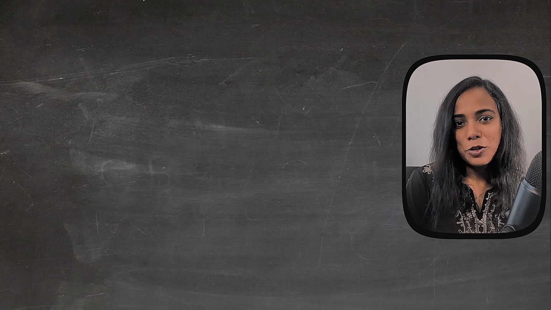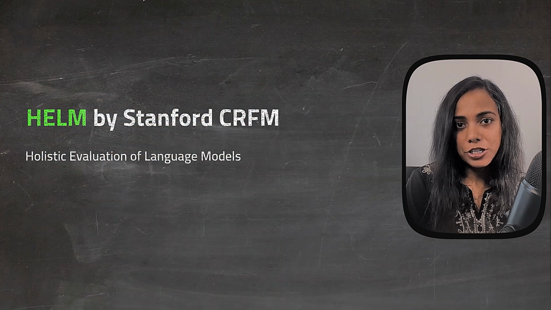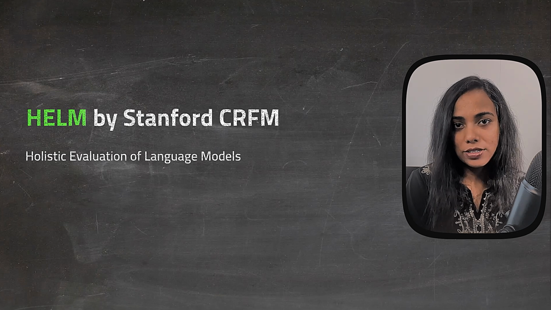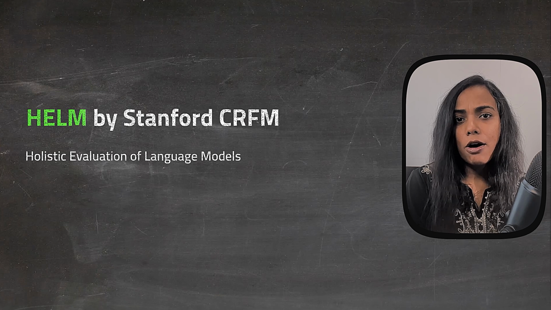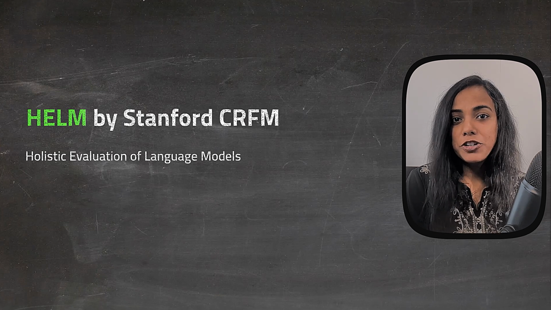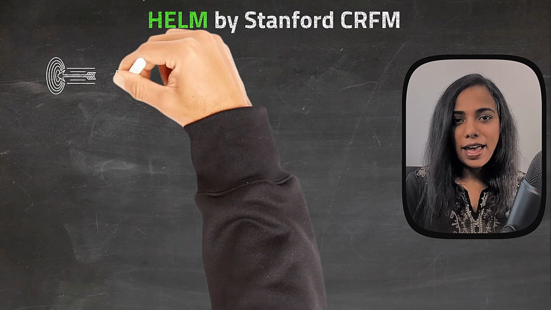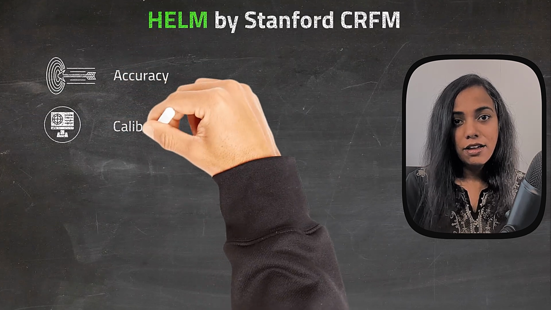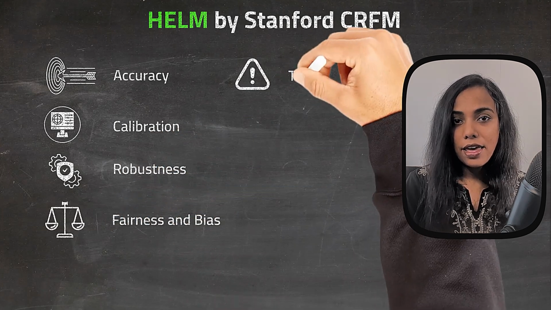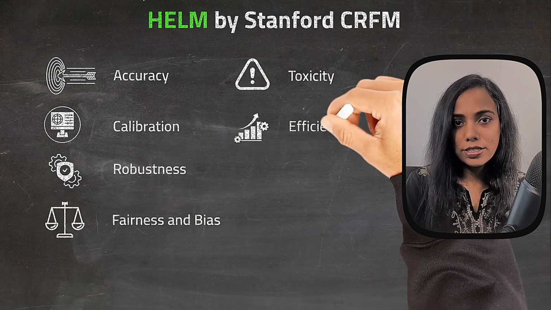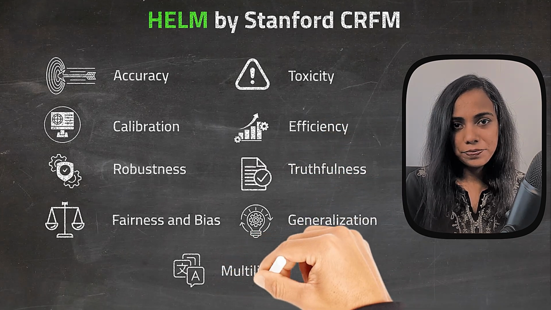So let's start with HELM, which stands for Holistic Evaluation of Language Models. This metric evaluates language models on multiple areas, which are called metrics. These include accuracy, calibration, robustness, fairness and bias, toxicity, efficiency, truthfulness, generalization, and multilinguality.